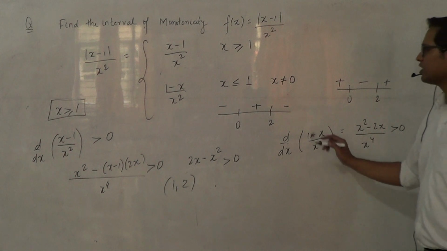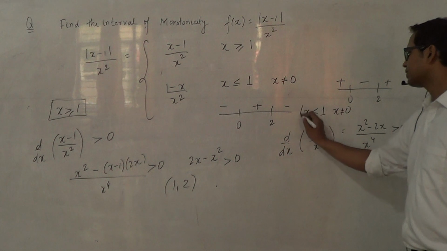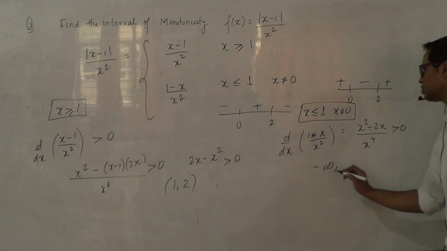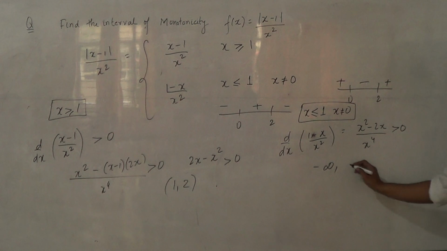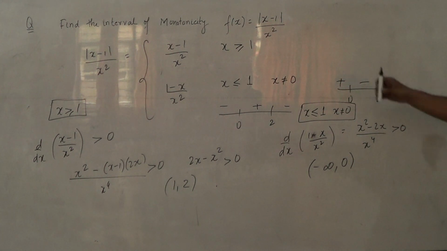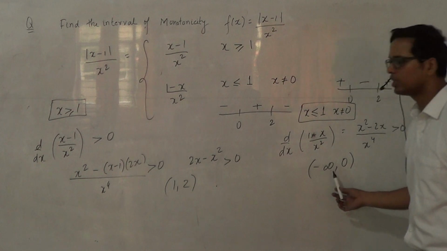Correct? But this function is valid only when x is less than or equal to 1 and not equal to 0. Correct? So which interval will I take? Minus infinity to 0. Are you getting it? I will not go for 2 to infinity because my domain of the function is less than 1, which only stops at 0. So the function is monotonically increasing in the union of these two intervals.